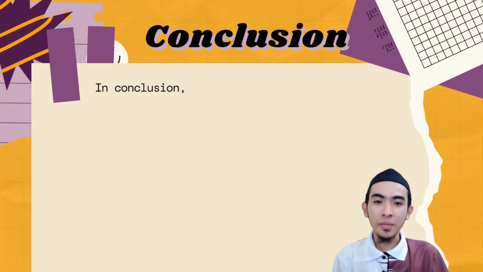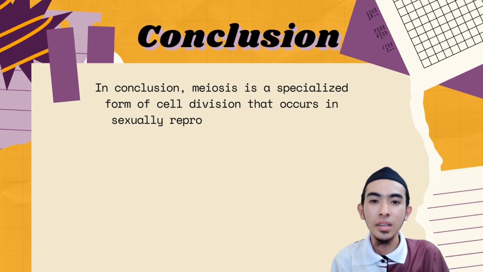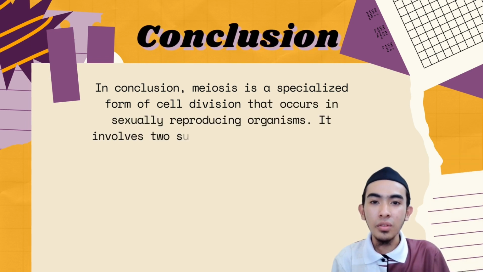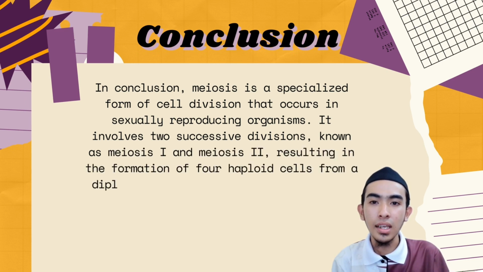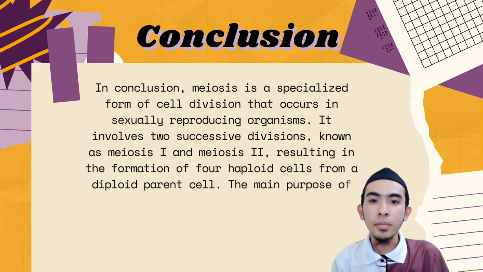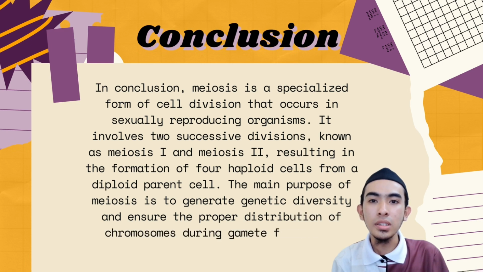In conclusion, meiosis is a specialized form of cell division that occurs in sexually reproducing organisms. It involves 2 successive divisions, known as meiosis 1 and meiosis 2, resulting in the formation of 4 haploid cells from a diploid parent cell. The main purpose of meiosis is to generate genetic diversity and ensure the proper distribution of chromosomes during gamete formation.